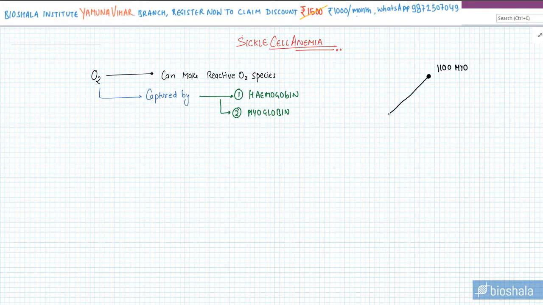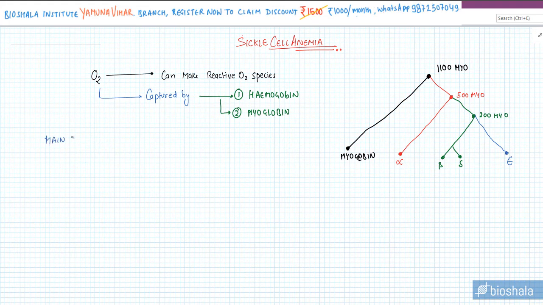If we take a look at how the lineage looks, 11 million years ago we had myoglobin, and slowly and steadily, as time passed, we got different variations of this myoglobin: alpha, beta, delta, epsilon, so many different kinds of hemoglobin molecules that we can find in our body. Now the main idea is, what are the main hemoglobin molecules we have in our body? If we consider alpha, beta, gamma, epsilon and delta, these are the main ones.